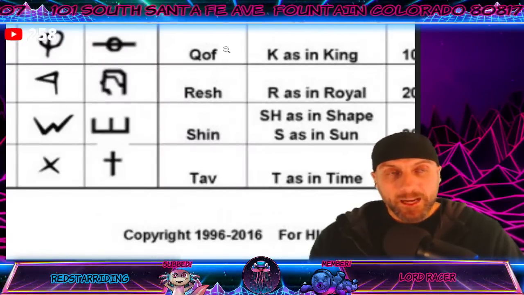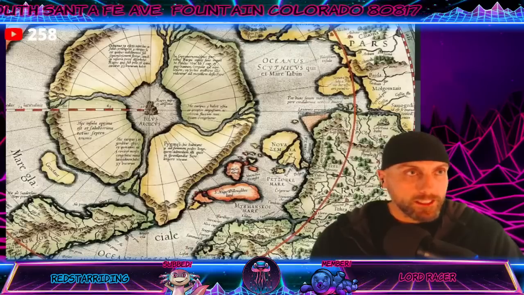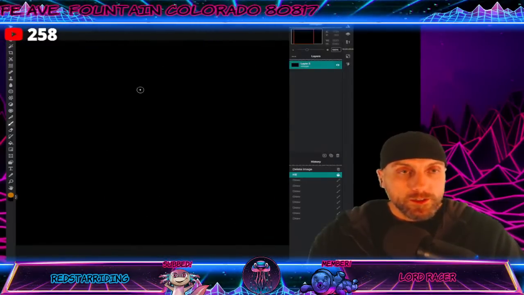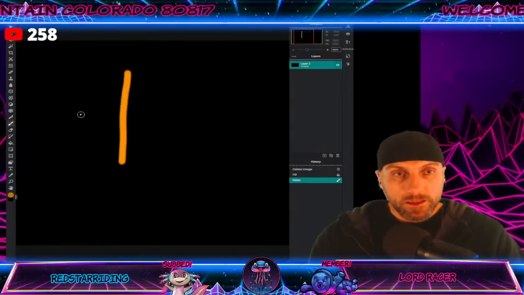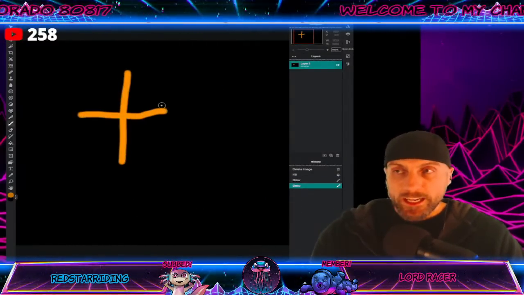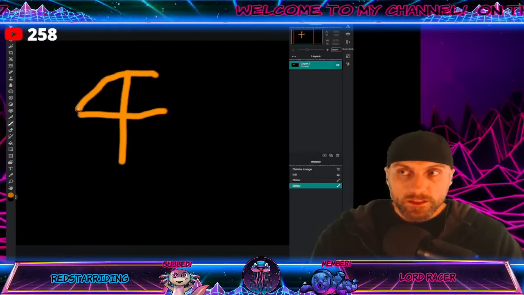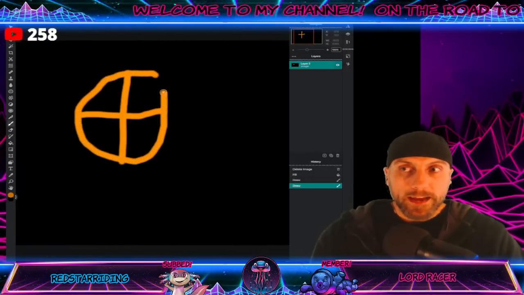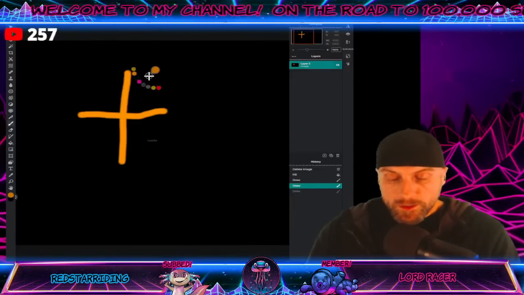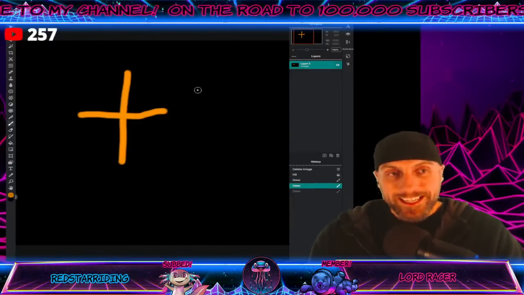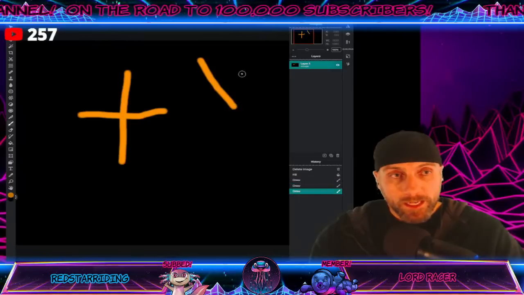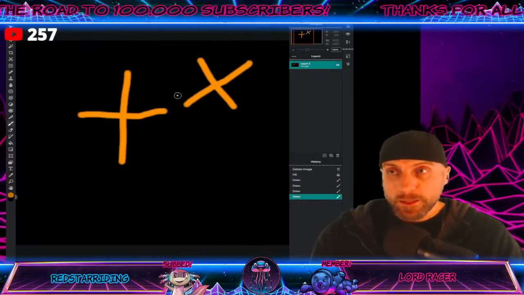T as in time. This is the T sound, the hard T sound, and it was a marker. So it is basically a plus sign, just like this. If it was the tet, it would be like that, right? But without that circle, it means a marker. And you can make it as an X. This is where the letter X basically came from.